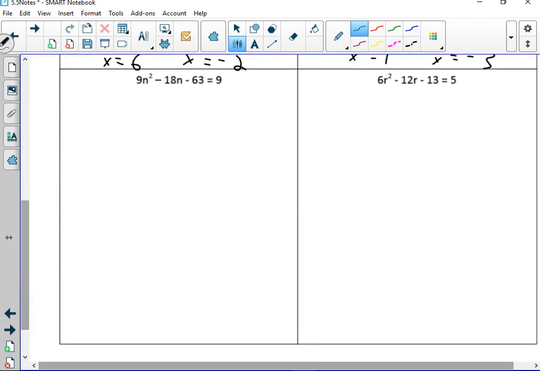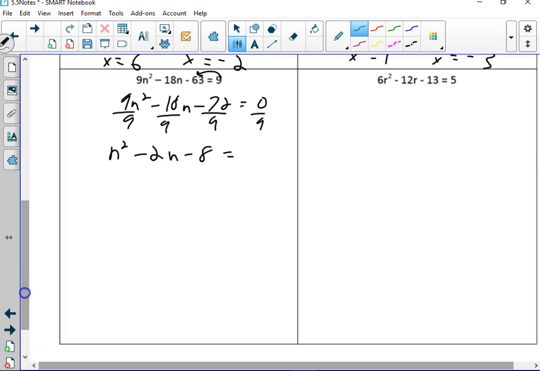Okay, so there's a 9 in front, which means we got to start with everything equal to 0. So we move that over, subtract 9. We're going to give you 9n squared minus 18n minus 72, which nicely is divisible by 9. Otherwise, we wouldn't give it to you. So these are all divisible by 9. That gives me n squared minus 2n minus 8. Now, we're going to move this over like we did before. N squared minus 2n, leave a space, equals 8.